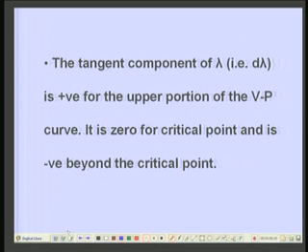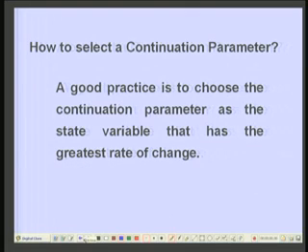The tangent component of lambda, d lambda, is positive for the upper portion of the Vp curve, 0 for the critical point and negative for the lower points. Okay, we have already mentioned. The question is how to select the continuation parameters. Obviously, one can choose any one of the state variables as continuation parameter, but for optimum solution a good practice is to choose the continuation parameter as the state variable that has the greatest rate of change.